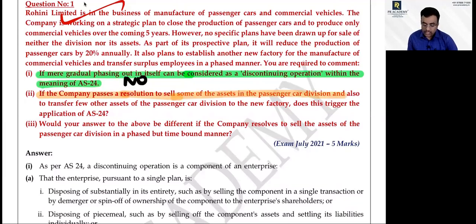Now, if the company passes a resolution to sell some of the assets in the passenger car division and also to transfer a few other assets of the passenger car division to the new factory, does this trigger the application of AS 24? No. Very good. No. Piecemeal distribution. Substantially all the assets should be sold.